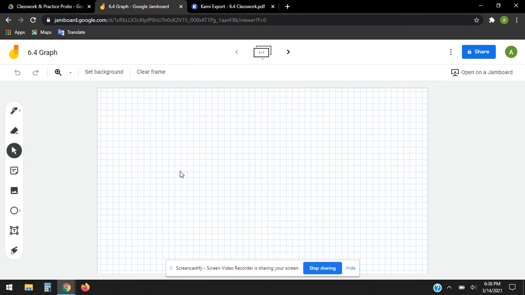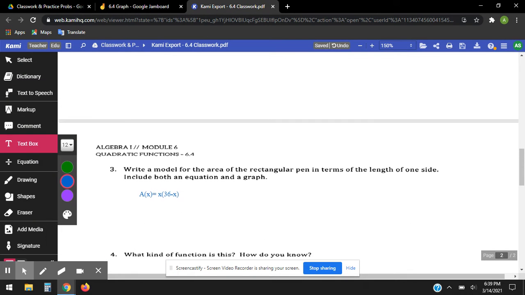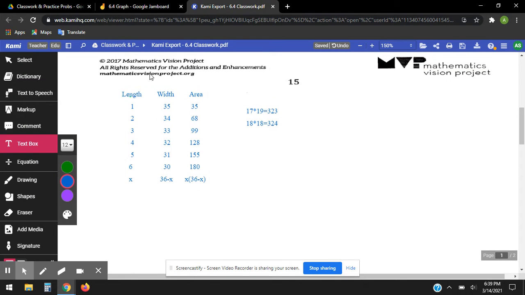So I'm going to jump over to my Jamboard here. And before I do that, look at my different x values. So my length has to at least get up to 36, right? Because that's what we're putting in terms of length. So I need to make sure my x's get up to 36 because that's the largest possible length you could have if you had 0 width. And then my area, it looked like I got up to that 324.